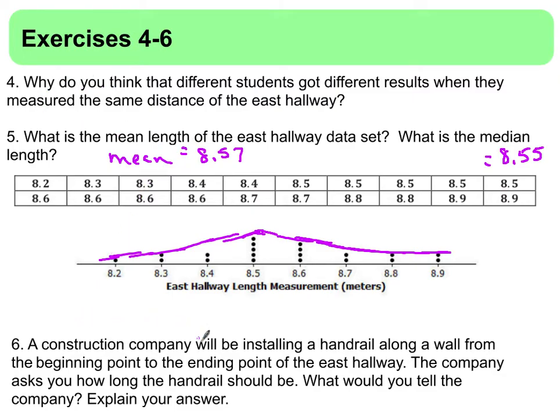So if we're trying to tell the company how long the handrail should be, and the mean is the more appropriate piece, we might round this to approximately 8.6. We might say 8.6 to the construction company would be a nice appropriate size to put that handrail.